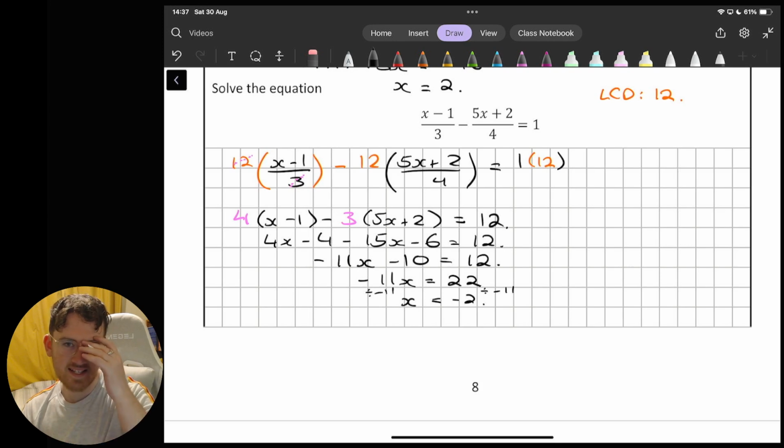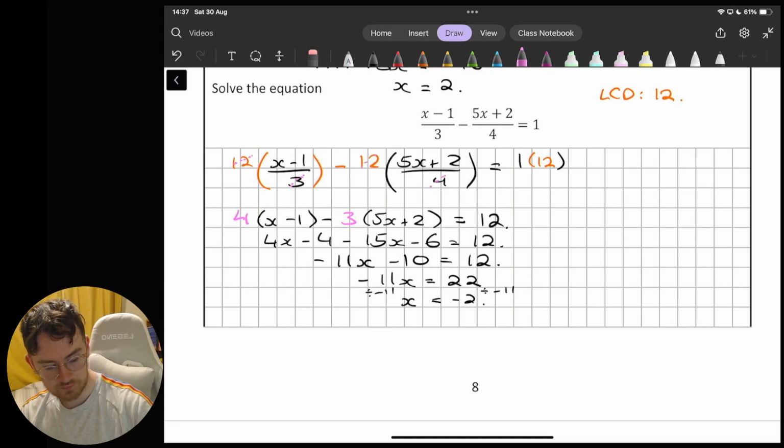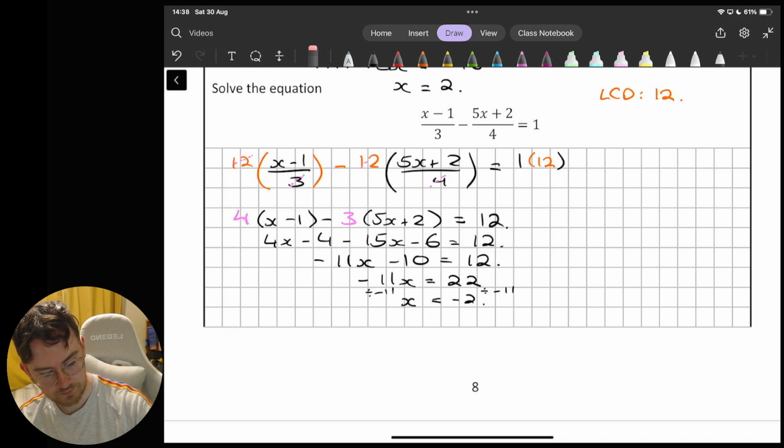So hopefully we're getting a sense of the idea there. So we multiply by that common denominator, then we take the denominator on the fraction, the 3, and divide it into the 12. We take the 4, divide it into the 12. See what we're left with. Here we're left with 3, excuse me. First one was 4.